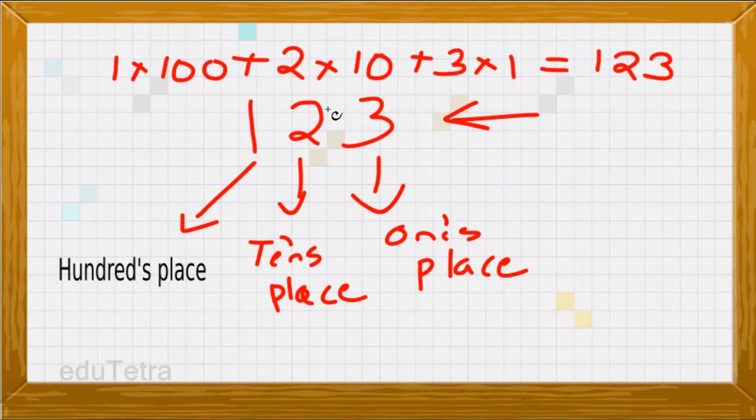So looking at the place value, we can easily say how many tens or ones or hundreds are there. So 1 is in the hundreds place, so we can easily say there is only 1 hundred in 123. 2 is in the tens place, so there are 2 tens. 3 is in the ones place, so there are 3 ones.